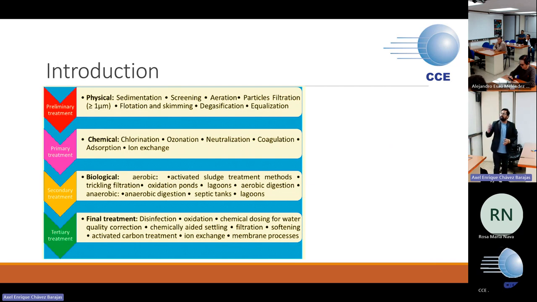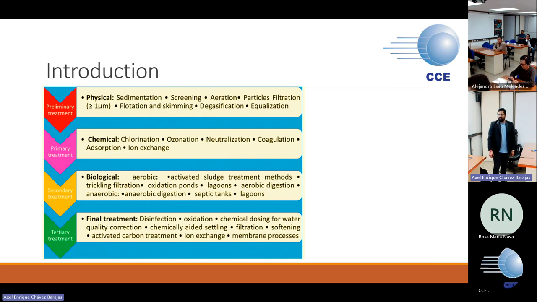Generally, all the treatments are divided into five stages. The first stage is to remove the macro and micro particles, which we call the preliminary treatment, a physical treatment. Later we go for chemical treatment, of course chlorination and ozonation. In fact, to clean our jeans, we use chlorination. It's a very normal method; everybody at home uses it.